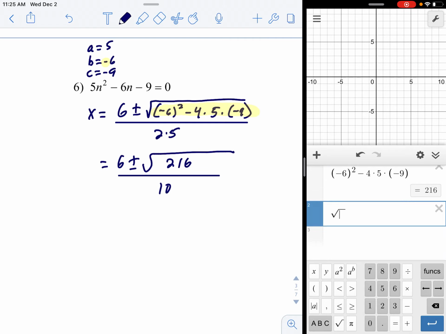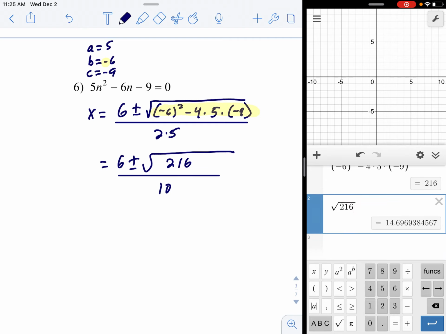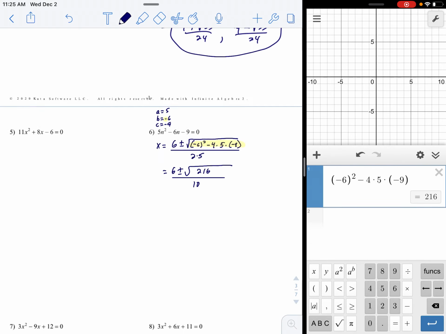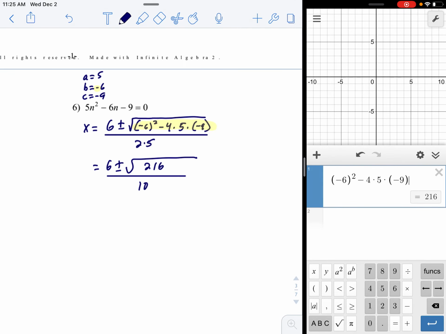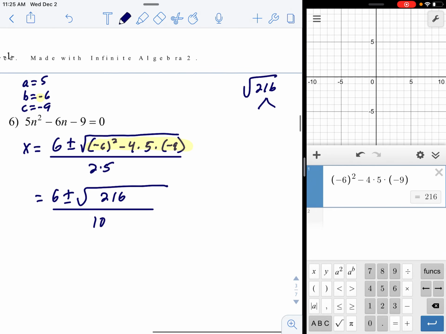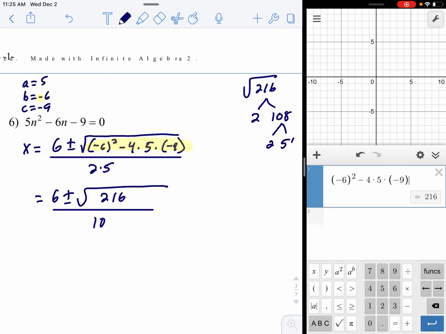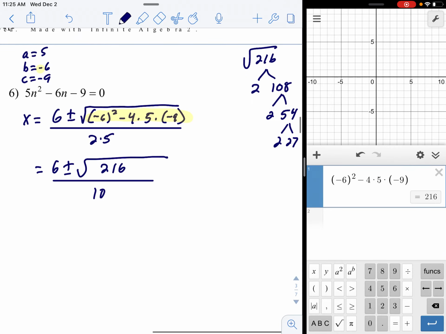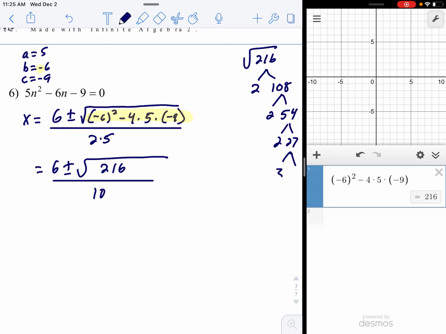Now, is 216 a number that I can take the square root of? Nah, it's a decimal. But I bet 216 is the type of square root that I can simplify, right? It's an even number, so that's 2 times 108. That's an even number. That's 2 times 54. Also even. That's 2 times 27. 27 is 3 times 9, which is 3 times 3. So I got a pair of 2's and a pair of 3's.